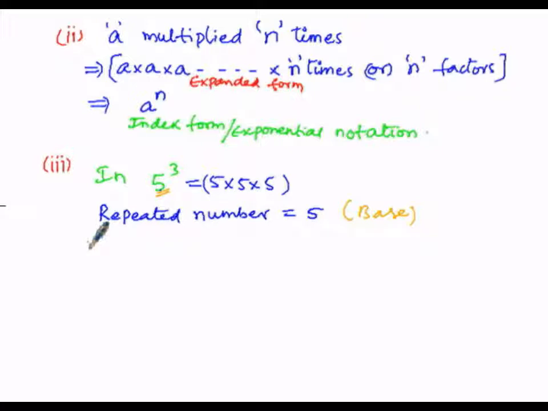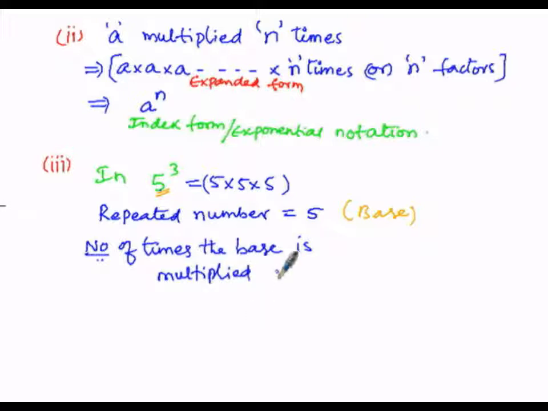So the number of times the base is multiplied. Here the base is 5, and it is multiplied 3 number of times, 1, 2 and 3. So here 3 will be called the index, or in other words the exponent.